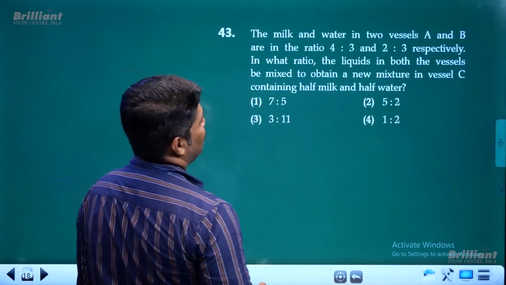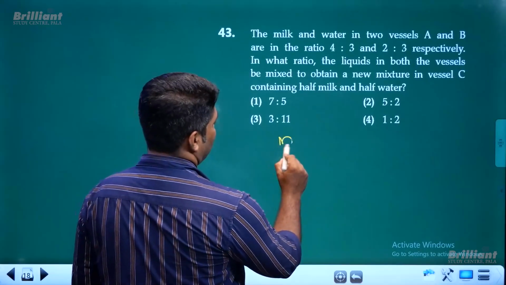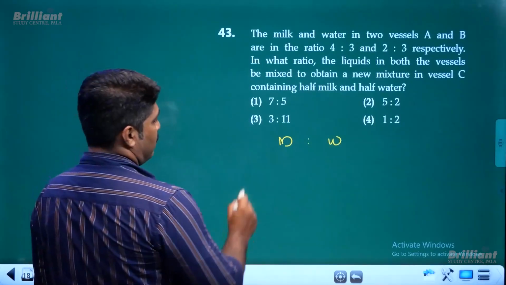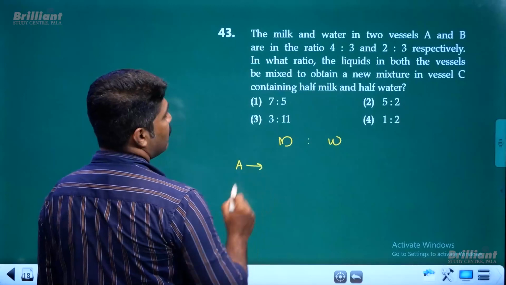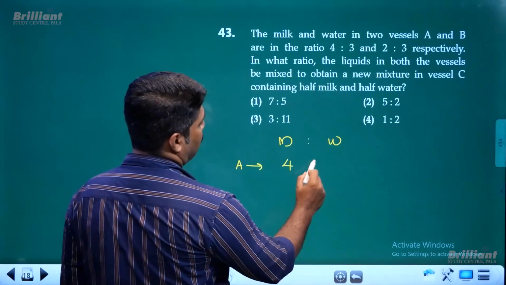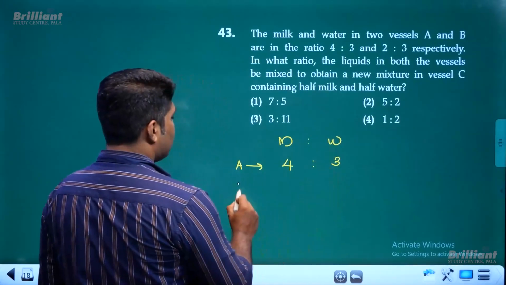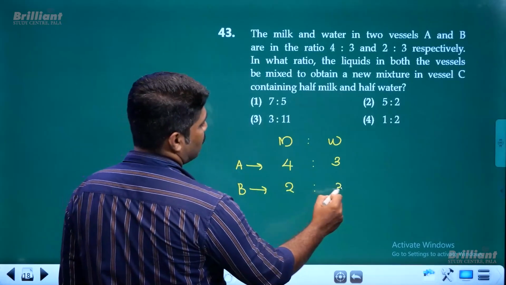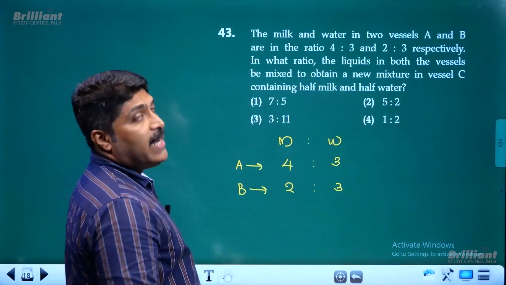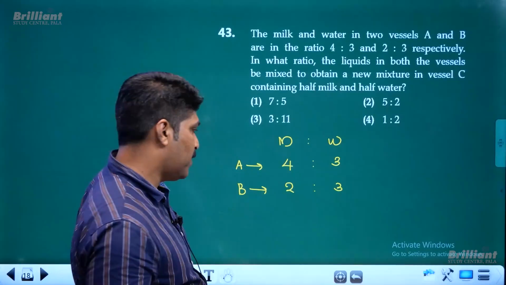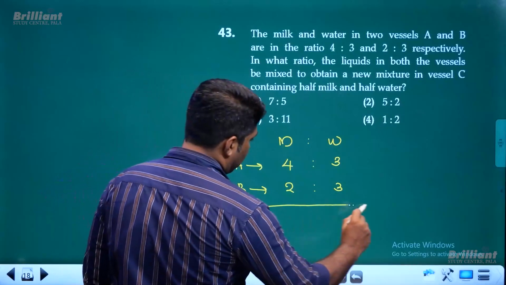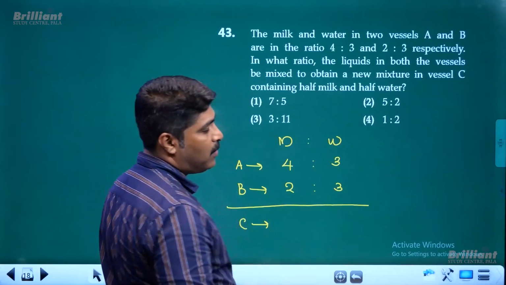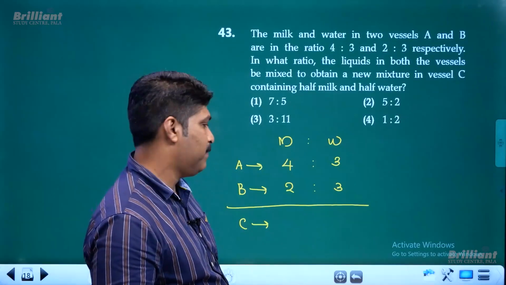So how to consider this one here? Milk and water. The first solution, A, contains milk and water in the ratio 4:3. And the second solution contains milk and water in the ratio 2:3. So we need half milk and half water. That's the condition here. So C should contain half milk and half water, meaning milk and water should be equal.